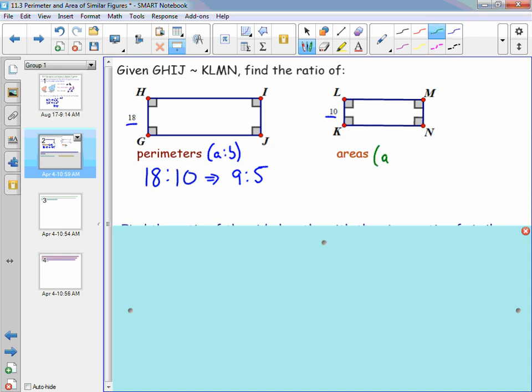Again, the ratio of areas is A squared to B squared. So we have 9 squared to 5 squared, and this is equal to 81 to 25. Remember, when working with A to B, you always want to simplify the ratio as much as possible. That way, when you are squaring it, there will be no simplification needed.